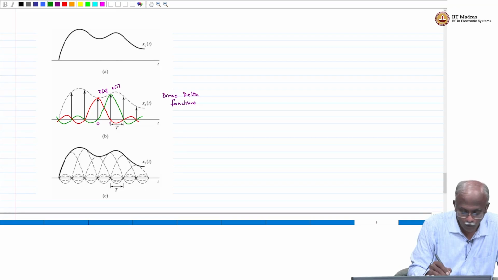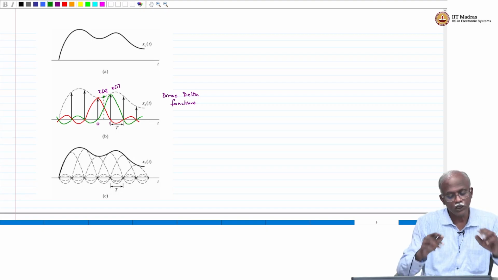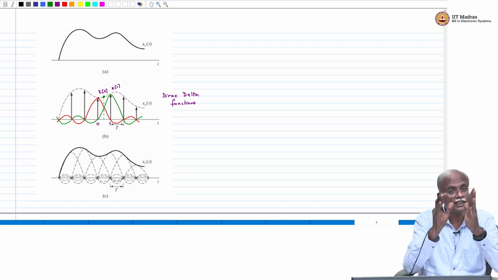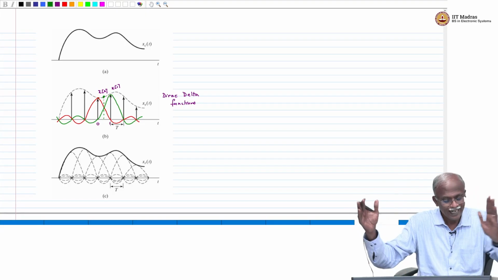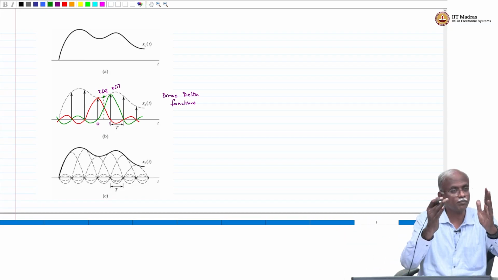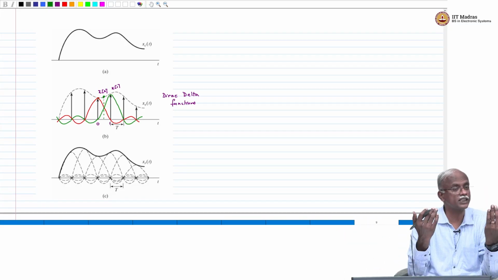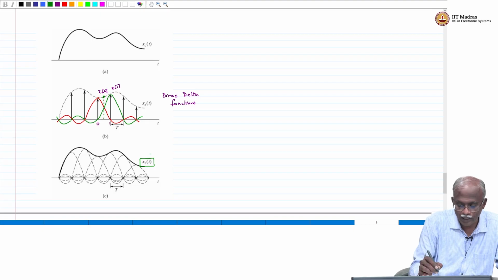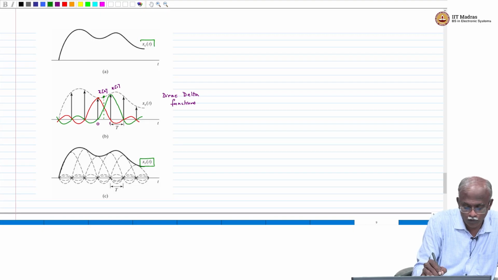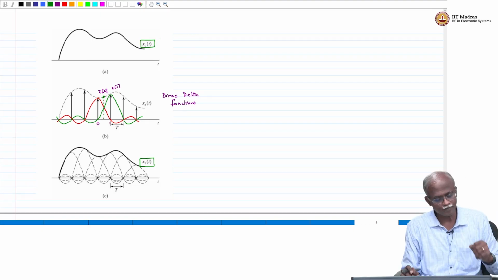So, for example, what is the value at this point? It is the red plus green. You have to take the combination of these two, and that gives you the value. So, you originally had the Dirac deltas at 0, Ts, 2Ts and so on. Now, after the reconstruction process, which is a convolution with the reconstruction filter, what you have is the reconstructed signal, which will look very close to the continuous time signal.